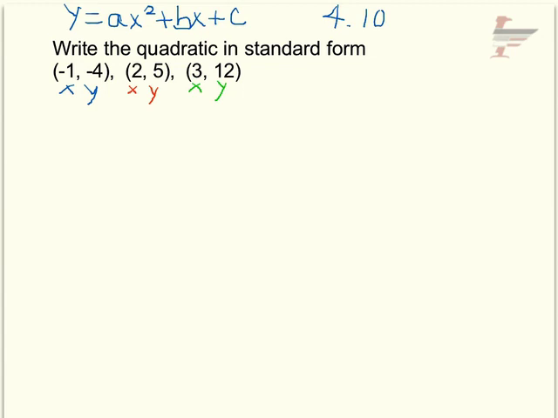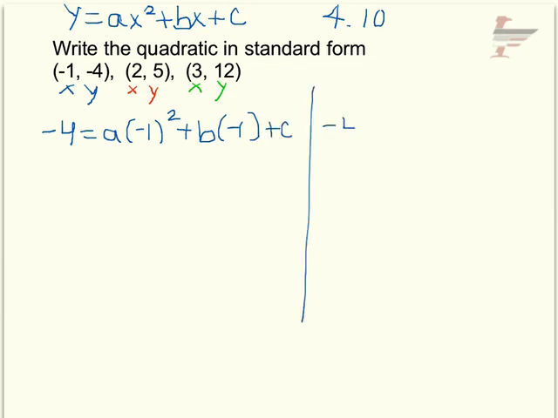So I'm going to color coordinate my points here. The first one is my blue point, and that is negative 1, negative 4. So I'm going to put negative 4 in for y, and negative 1 in for x, and then I'm going to simplify that. So negative 1 squared is 1, a minus b plus c.